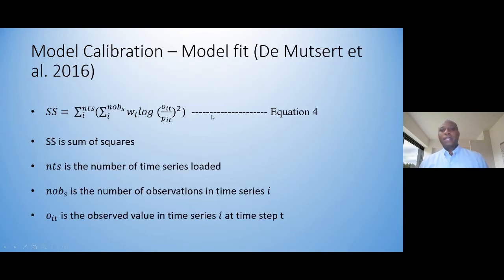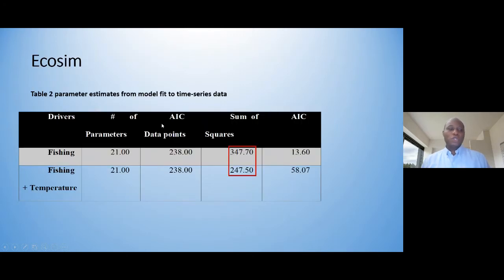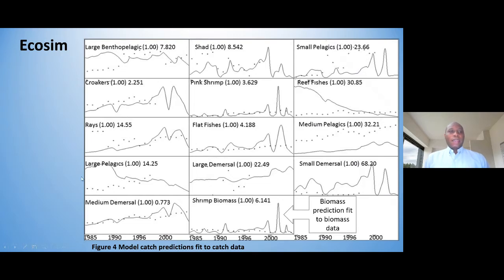I also tried to minimize errors using the sum of squares error, as you can see, and I came up with two best models, two best simulations. One was a model that had temperature information added to it, and one would just work with the fishing information. And I had a better output from the model that had environmental variables as a driving force, as a forcing function. So these are my Ecosim predicted fit to data.